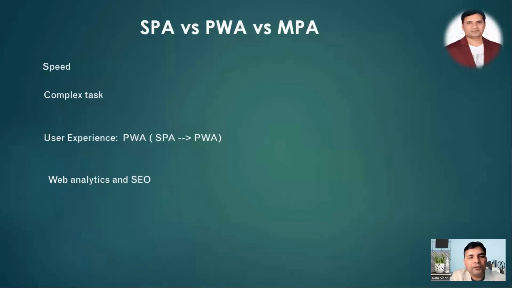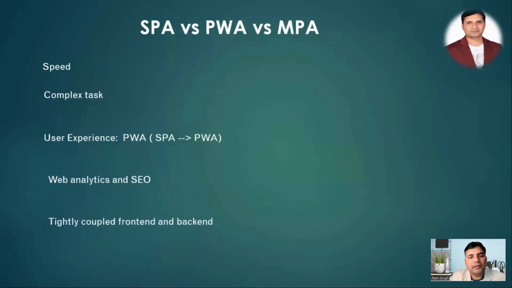And when you talk about SEO, it is easy in the case of the MPA because here you can add the search related text at each page level. But in the case of the SPA, we have only one page. So that's the limitation here. So when you are building any application which is more focused on SEO, then it's always preferred to go with the MPA approach. Okay.